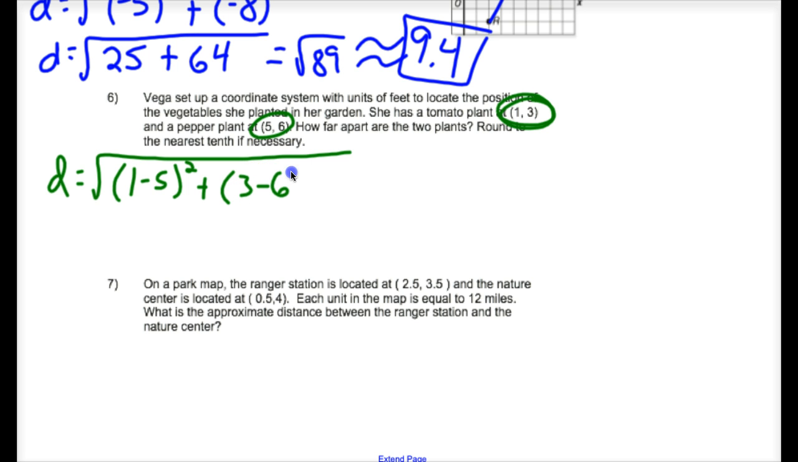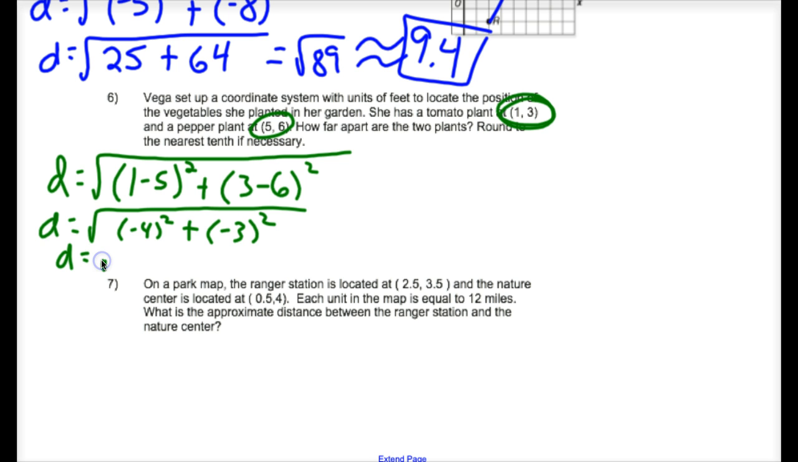3 minus 6 quantity squared. Okay? 1 minus 5, Phoebe? Negative 4. Nice. Be careful with your signs. Negative 4 quantity squared plus 3 minus 6, negative 3. Excellent. Square negative 4: 16, plus 9 is?